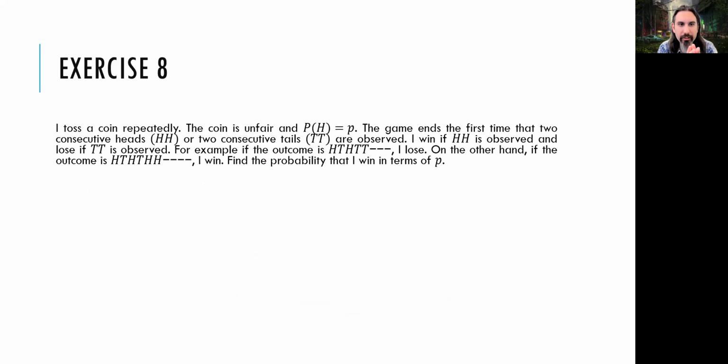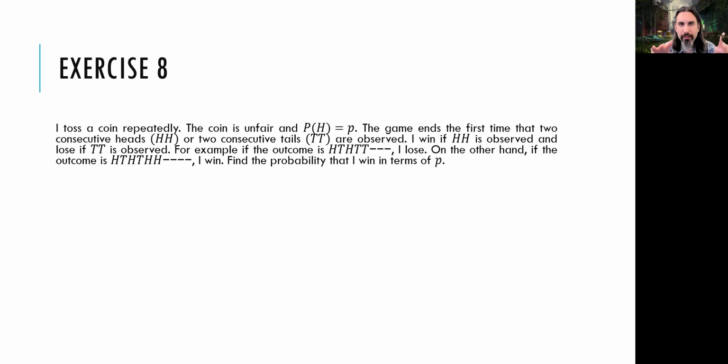Now, I toss a coin repeatedly. This is an old exam question that I have asked at least 3 or 4 times, maybe 5 times, I have no idea. I toss a coin repeatedly. The coin is unfair and the probability of coming up heads is P. The game ends the first time that 2 consecutive heads or 2 consecutive tails are observed. I win if HH is observed and lose if TT is observed. For example, if the outcome is HTT, I lose. On the other hand, if the outcome is HTHH, I win. Find the probability that I win in terms of P.